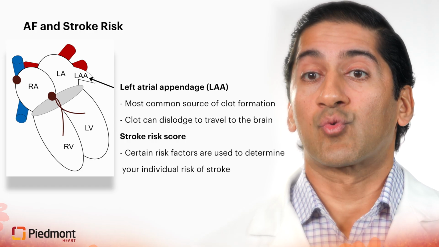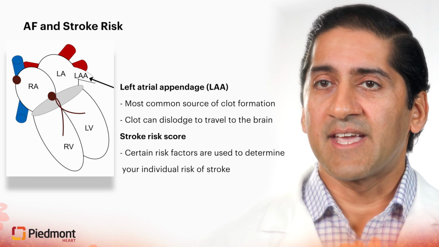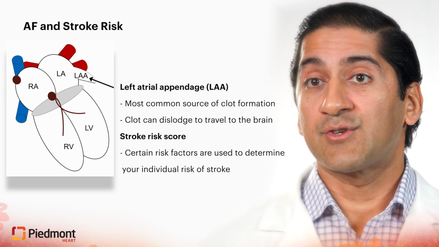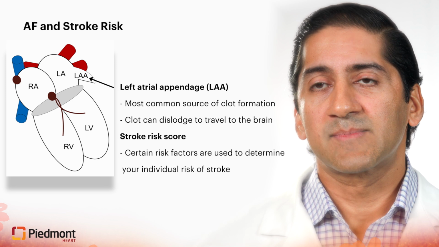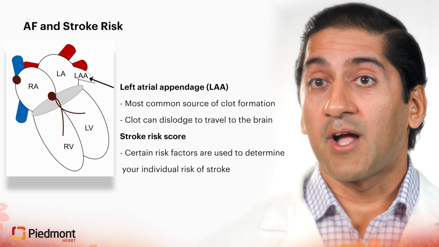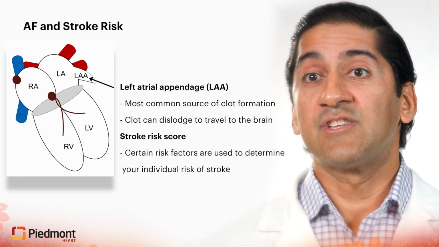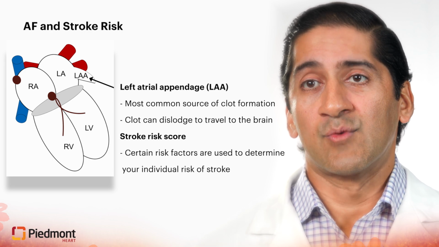We'll talk about the stroke risk as well. There's an outpouching of the left atrium called the left atrial appendage. And in this area in particular, when the atria are not squeezing, the blood can pool and form a clot in this location. The clot, if it gets dislodged, can then travel to the brain, which can cause a stroke. Now, each individual has a different stroke risk, and we can calculate that based on certain risk factors.